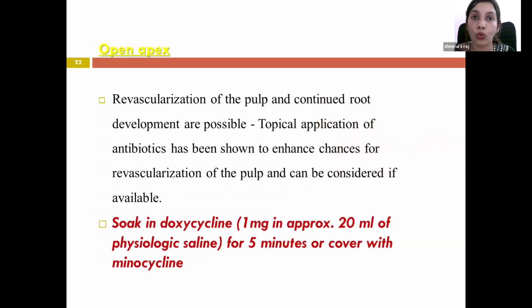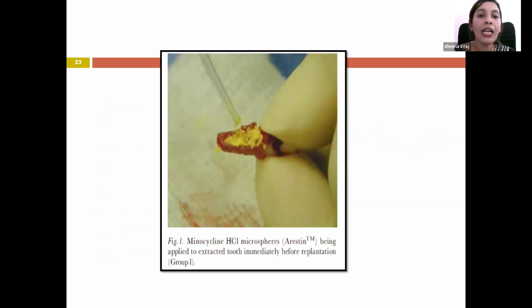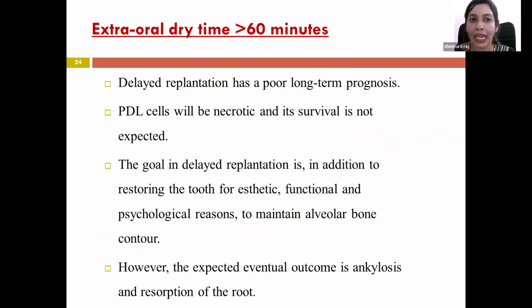That is because the root has to close, right? So we can use the revascularization technique and topical application of antibiotics. That is very important. Especially, we soak it in doxycycline, 1 mg in approximately 20 ml of physiological saline for 5 minutes, or cover it with minocycline. These are the important points which they will be looking for, whether you have attempted or not. And after that, we can do the root canal treatment.